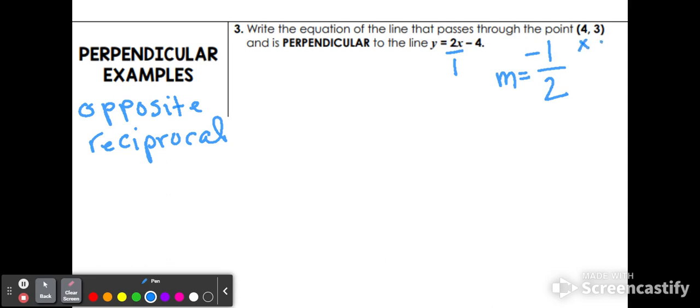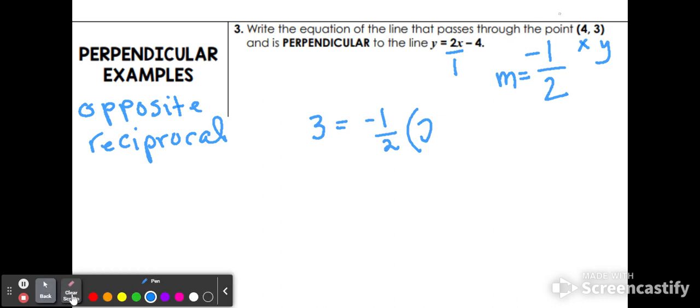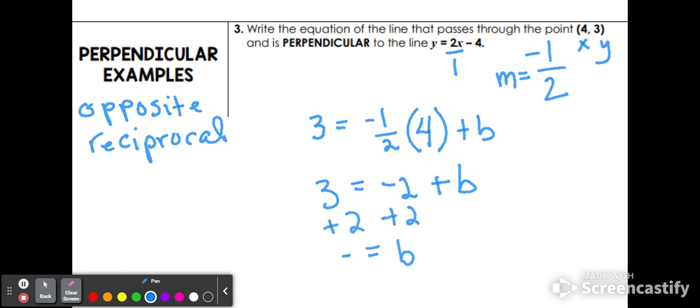They give us the point they want it to pass through. So we're going to put that in slope-intercept form. So y equals mx, the x is 4, plus b. All right, so -1/2 times 4 is -2. Go ahead and add 2 to both sides, and our intercept will be 5. So the equation of the line that will be perpendicular to this line will be y equals -1/2 x plus 5.